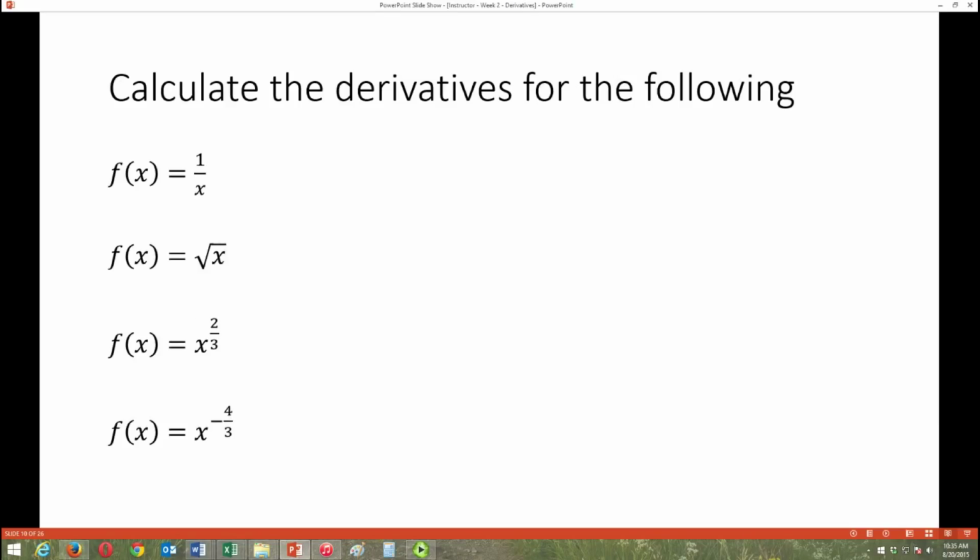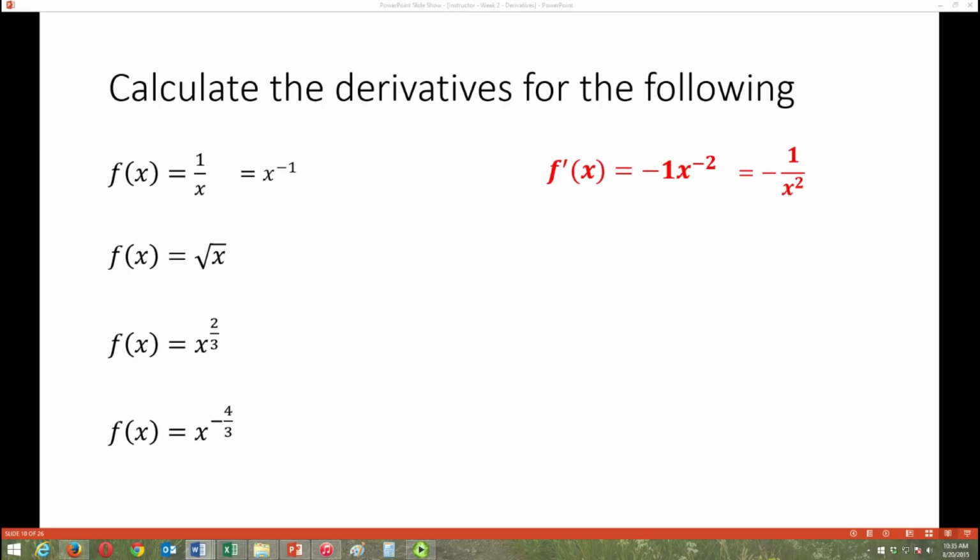Let's try a few more. Again, feel free to pause and work through these. For our first one, f of x equals 1 over x. We will rewrite it as x to the negative 1, so we can apply our power rule. The derivative is f prime of x is negative 1 x to the negative 2. And we can rewrite our final answer as negative 1 over x squared.